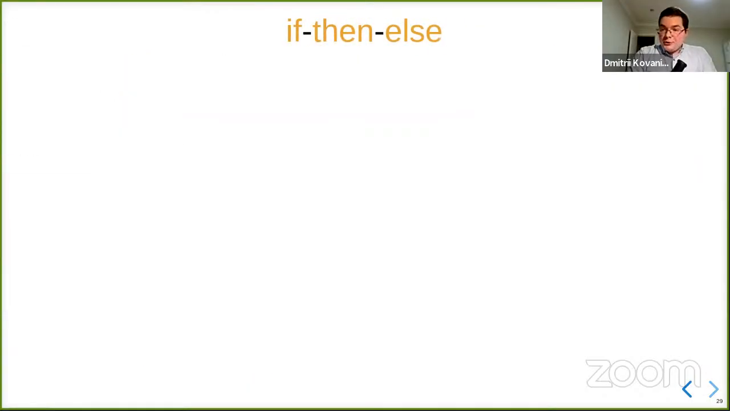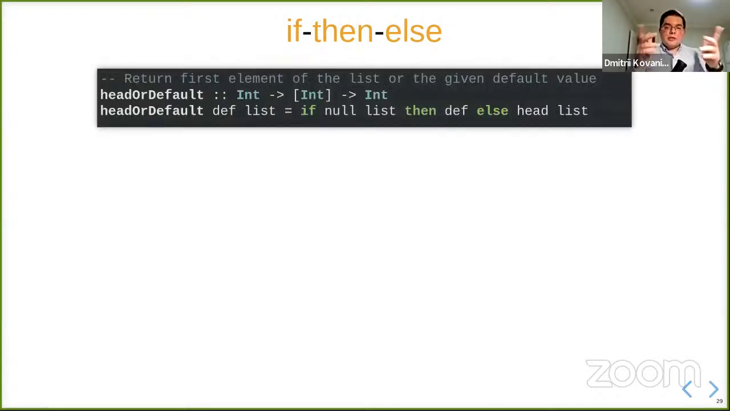Okay, let's dive more into Haskell syntax. So if-then-else is a construction for creating conditional operations. So let's write a function. I'll start the function with a comment. Single line comments in Haskell start with a double dash. And what do we want to write? We want to write a function in which we want to improve head.